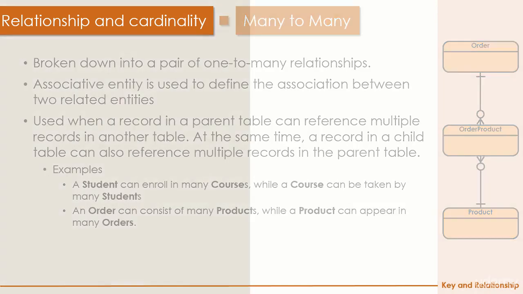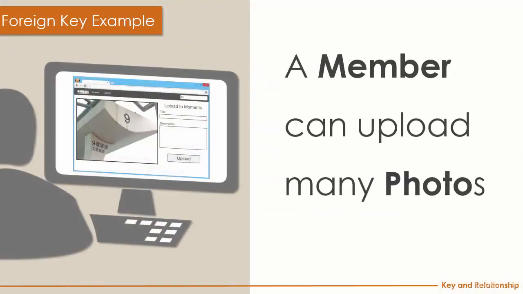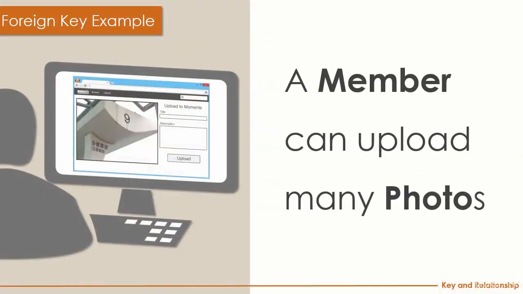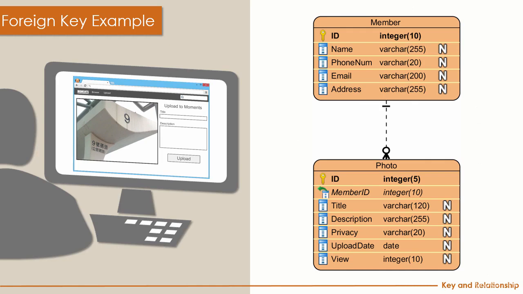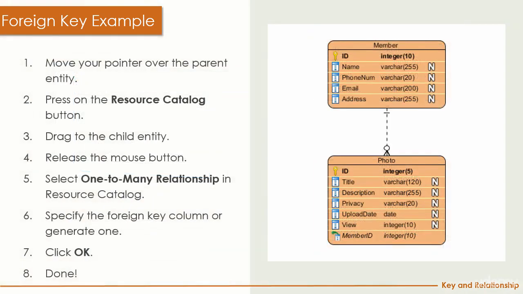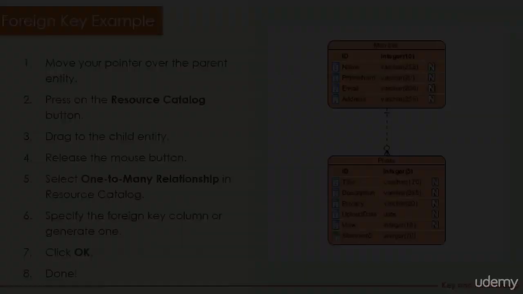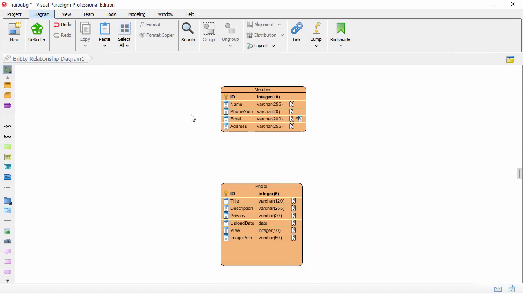Let's take a look at more examples of one-to-many. A member can upload many photos to our system, so we need a one-to-many relationship for the member and the photo. Let me show you how to do this relationship in Visual Paradigm. Here I have a very simple table, the member and the photo. Creating a one-to-many relationship from the member to the photo is easy.